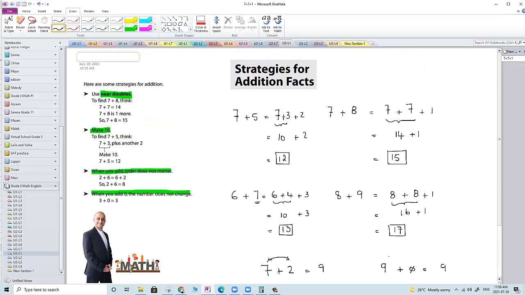So these are 4 strategies that are very important for us to remember. If I have an option to make or create a double, if I have an option to create a 10, I know the order doesn't affect, and I know the 0 doesn't change the result. Any number plus 0 equals the same number. So this is a very small lesson that can help me to do mental math very quickly.